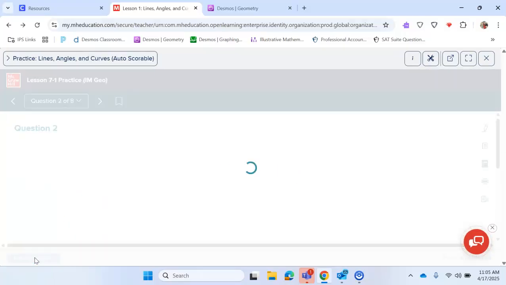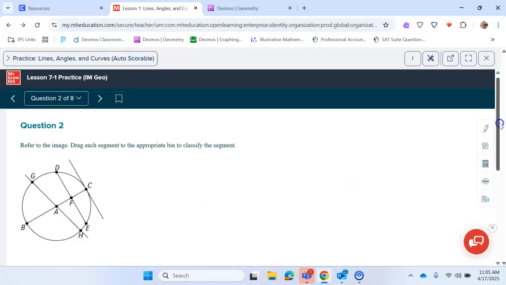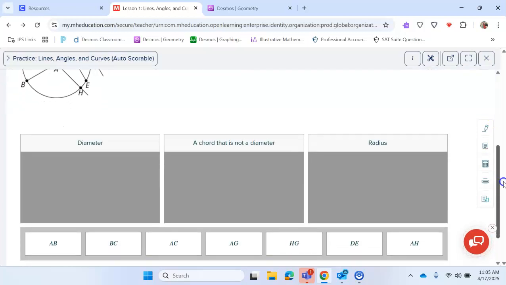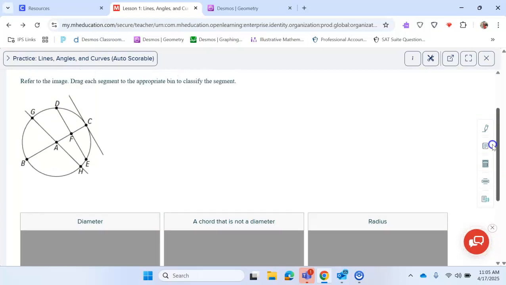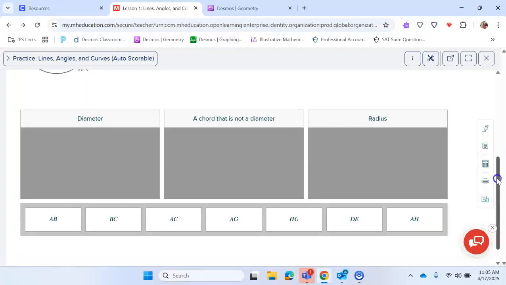Question 2. Refer to the image. Drag each segment to the appropriate bin to classify the segment. All right, I'm just going to go in order. AB is a radius. It's from the center to the edge. AB is a radius.